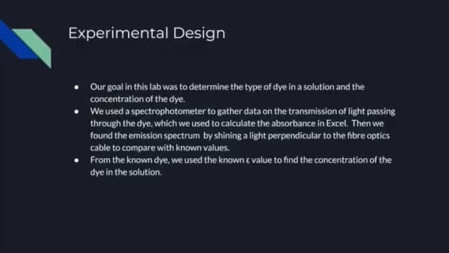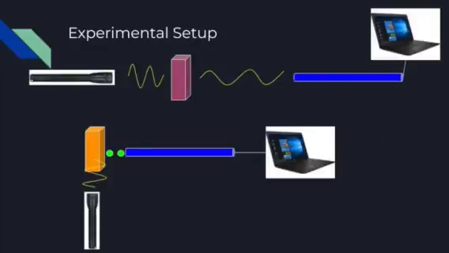We used a spectrophotometer to gather data on the transmission of light passing through the dye, which we used to calculate the absorbance in Excel by taking the log of the intensity transmitted over the intensity of the baseline. Then we found the emission spectrum by shining a light perpendicular to the fiber optics cable to compare with known values. From the known dye, we used the known epsilon value to find the concentration of the dye in the solution. For the dye solution, we passed light from the flashlight into the solution. It transmitted some of the wavelength through the fiber optics receptor.